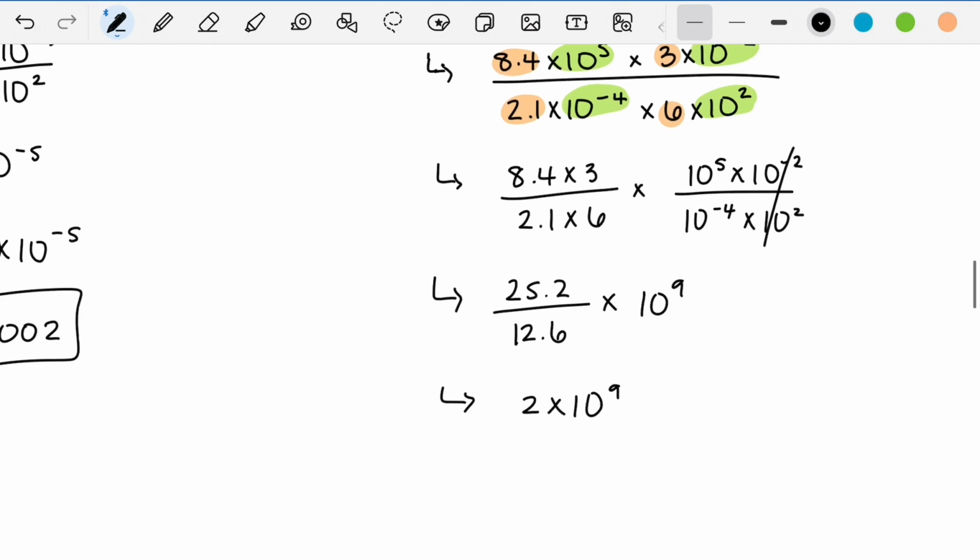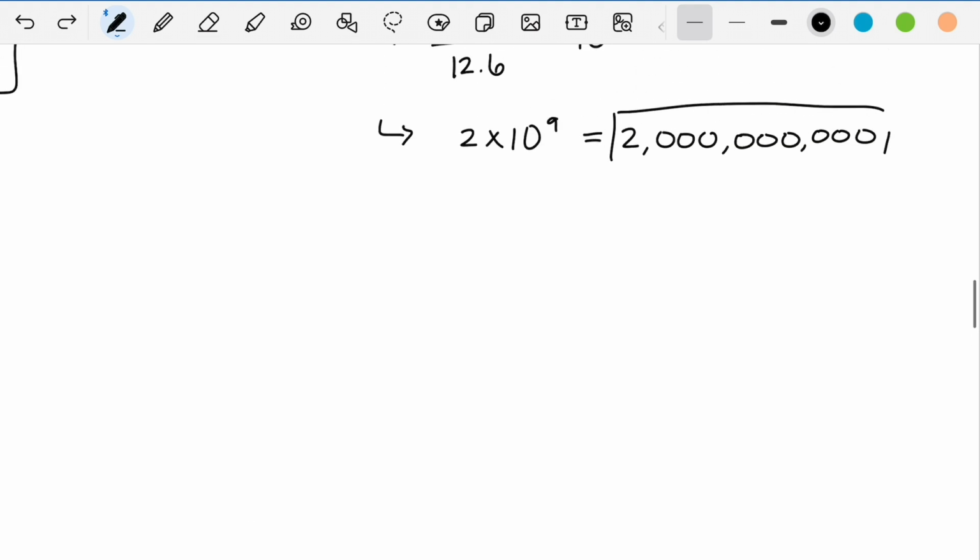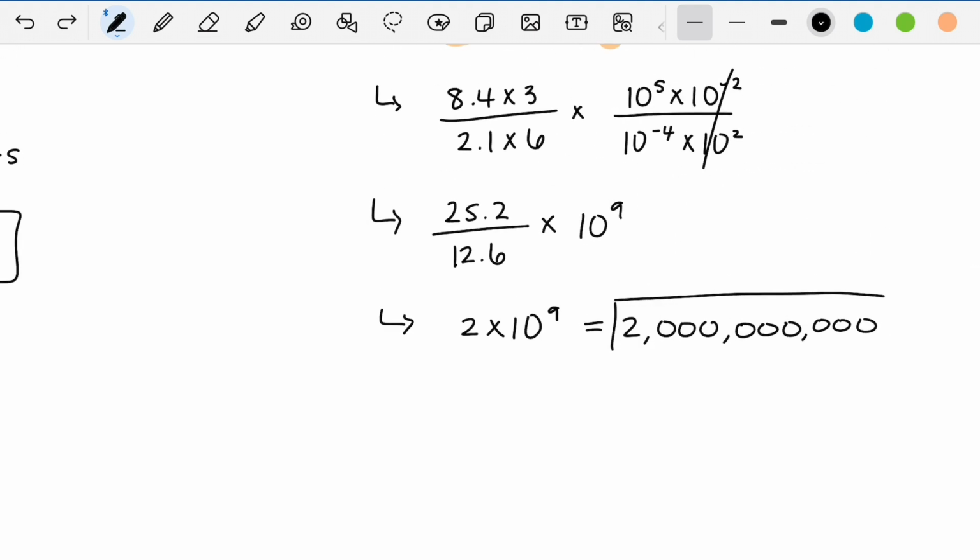And then finally, we want to write this in our standard notation. Doing so, we're going to get this here, just moving our decimal 9 units to the right. Oh, put a box around this. So this would be our final answer for this one.